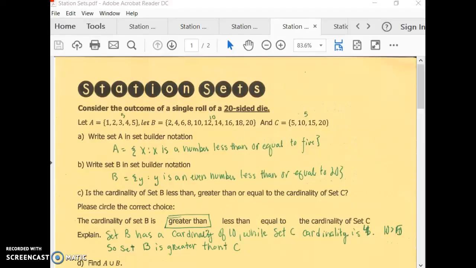Hello, the station for sets. Consider the outcome of a single roll of a 20-sided dice. So if I'm rolling a 20-sided dice, my universal set's going to be 1 through 20.